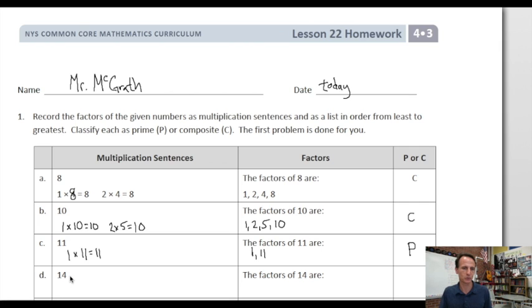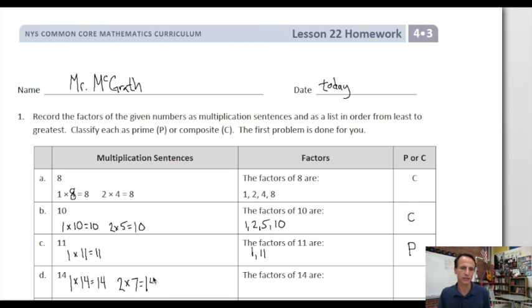So 14, we'll say 1 times 14 is a good place to start. Equals 14. What else can we multiply? What other factors can we multiply and get a product of 14? Yes, 2 times 7. And now stop and think before you leap away.